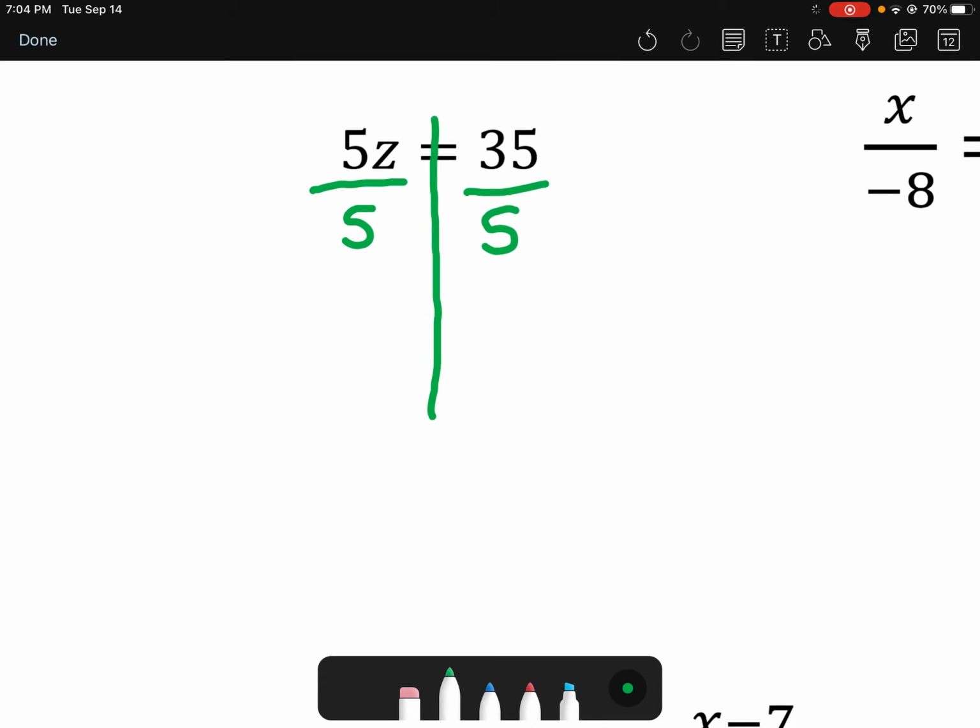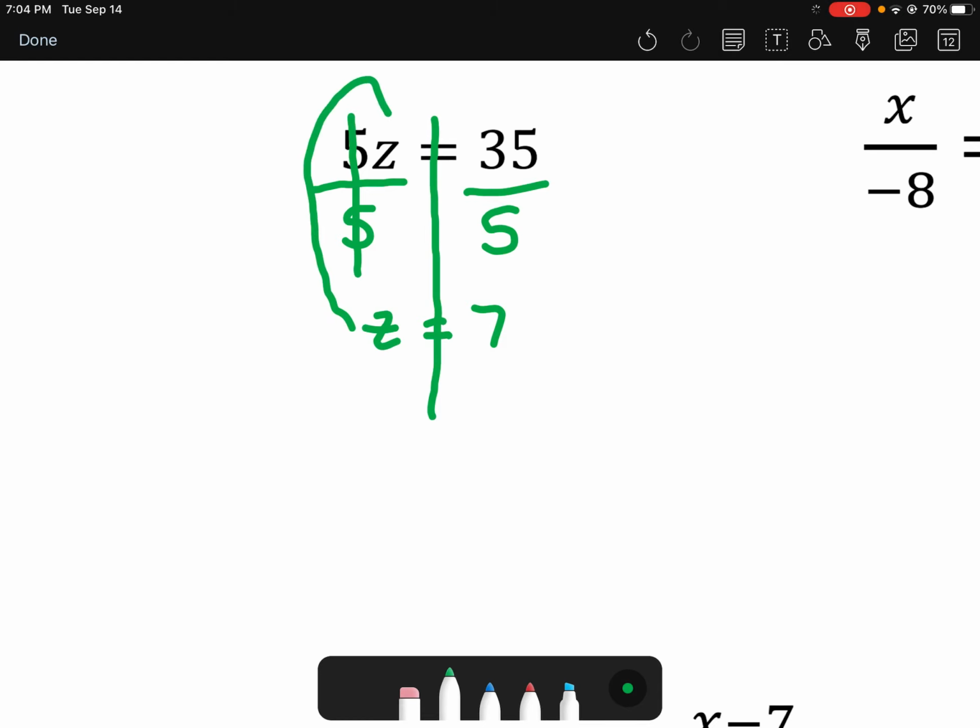By dividing the left side by 5, all I'm doing is just canceling out this other 5, giving me z by itself. On the right side, I have 35 divided by 5, or 7. z is by itself, so I'm done solving. I have z is equal to 7.